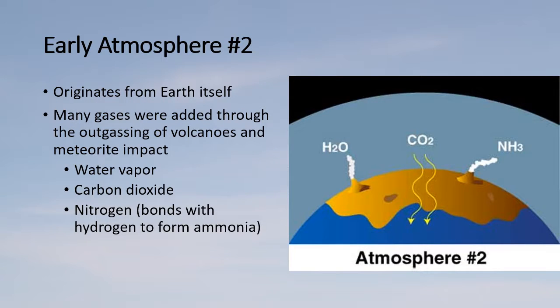Our second atmosphere actually comes from Earth itself. So many gases were added through what we call the outgassing of volcanoes and meteorite impacts. The gases that were added are water vapor, carbon dioxide, and nitrogen.